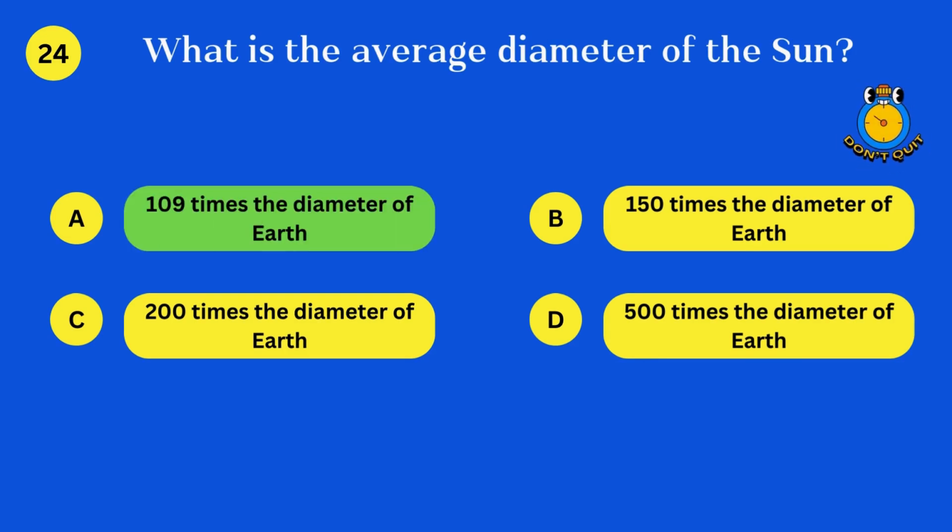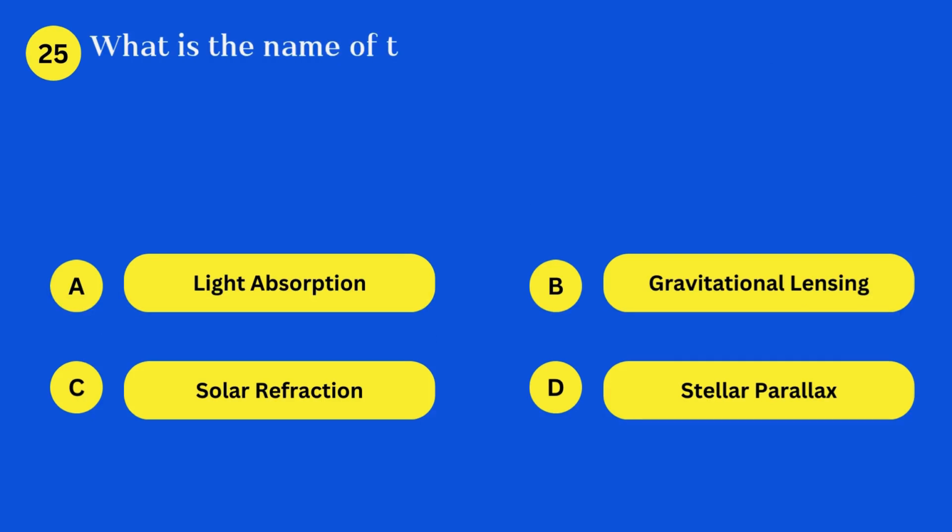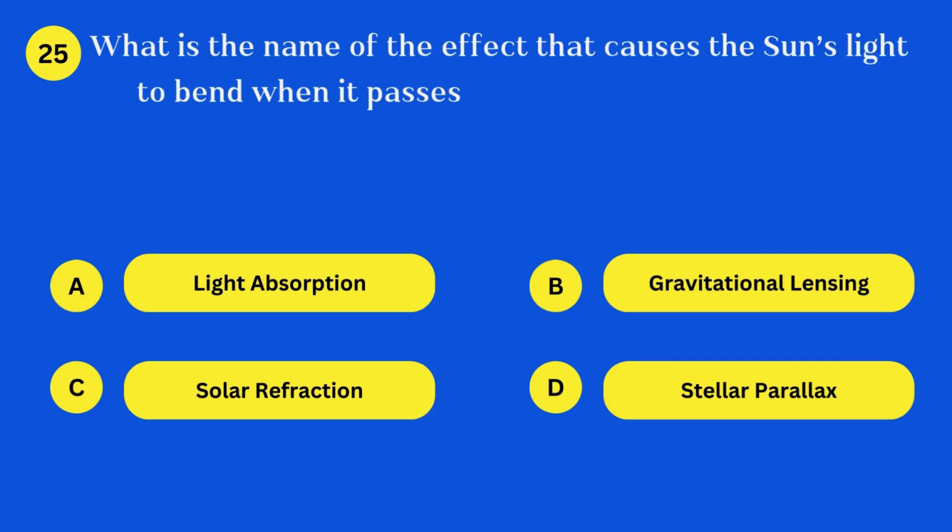Correct answer is A. 109 times the diameter of Earth. What is the name of the effect that causes the sun's light to bend when it passes near a massive object like a planet? A. Light absorption. B. Gravitational lensing. C. Solar refraction. D. Stellar parallax.